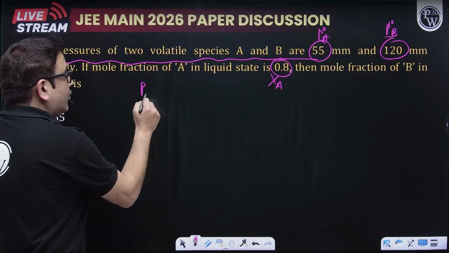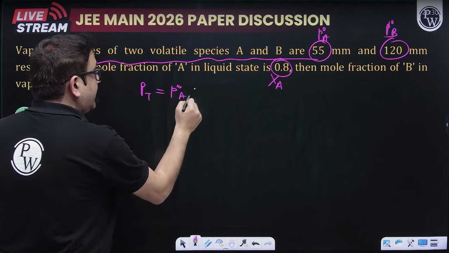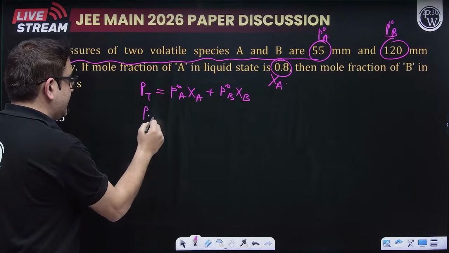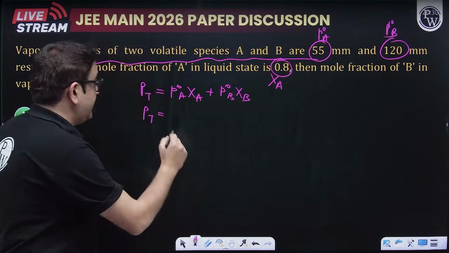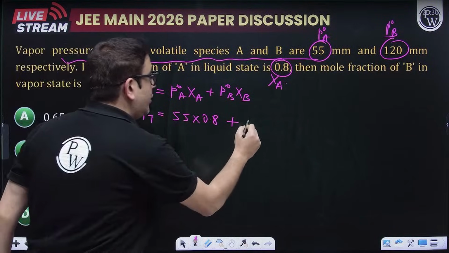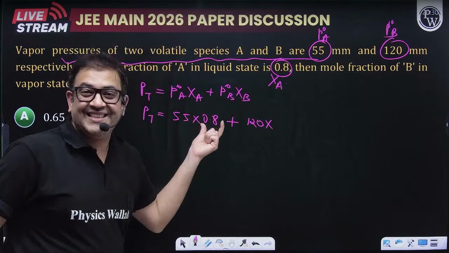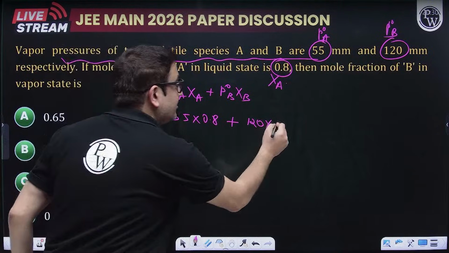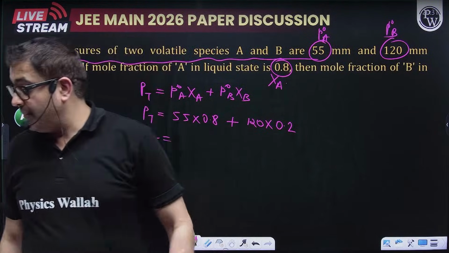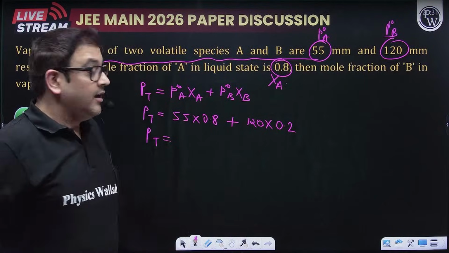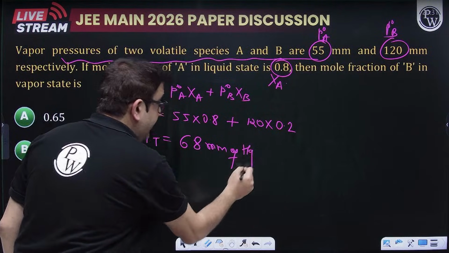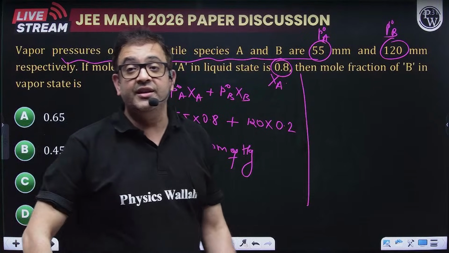Applying the formula, total pressure is equal to P naught A XA plus P naught B XB. Do the multiplication and division with me. P naught A is 55, so 55 into 0.8 plus P naught B, which is 120, into XB. XA plus XB is 1, so if this is 0.8, this will be 0.2. Can somebody help me with the total pressure? I guess this will come out to be 68 mm of Hg. In examination, you have to be very careful with the calculation.